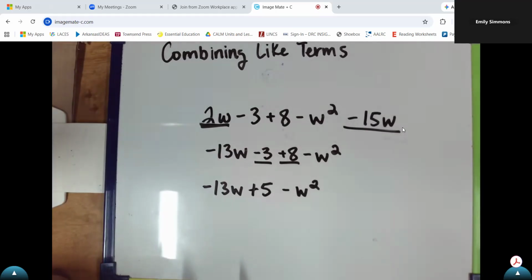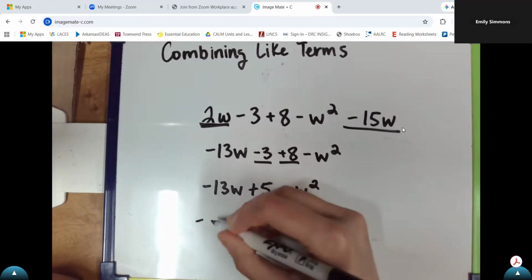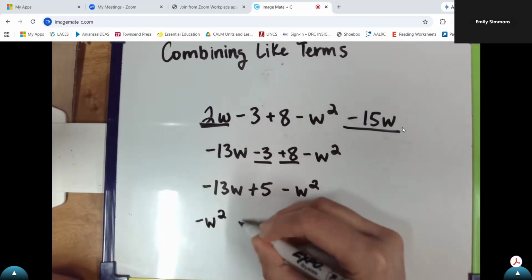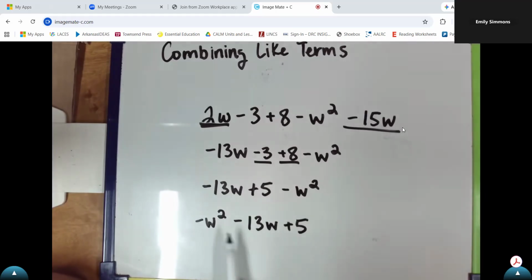Now, usually when you've simplified an expression like this, you want to put the biggest exponent variable combo first and then get smaller as you go. So you'll probably see on multiple choice this written as negative w squared minus 13w plus 5. And you just always want to attach the sign that's in front of the variable to that variable. So this was negative w squared, this was negative 13, so it's minus 13w. And then our plus 5 is just plus 5.